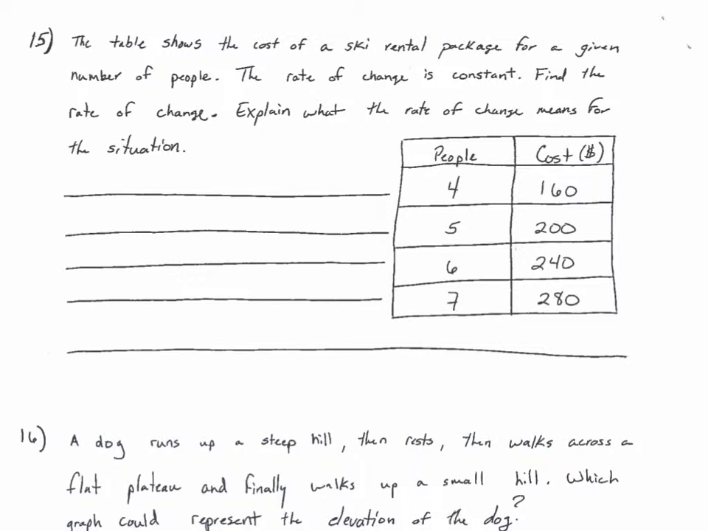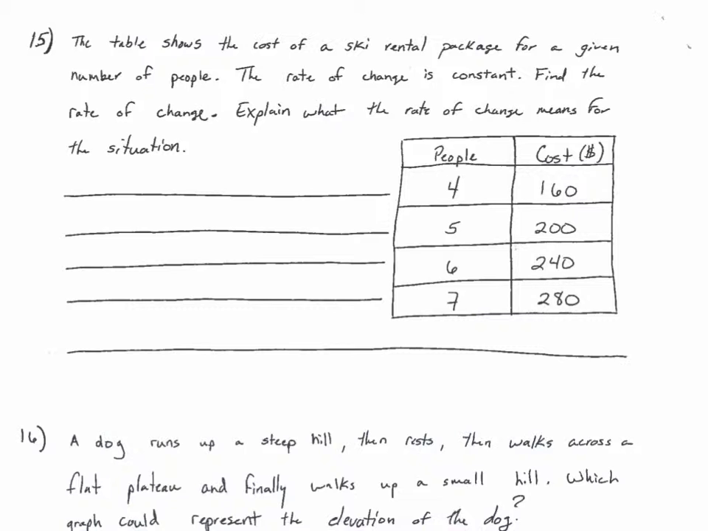All right, last page. Number 15 says the table shows the cost of a ski rental package for a given number of people. The rate of change is constant. Find the rate of change. Explain what the rate of change means for the situation. So if you look at this table, that's supposed to be talking about the cost of ski rental packages.